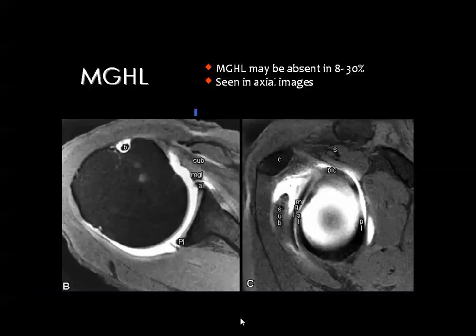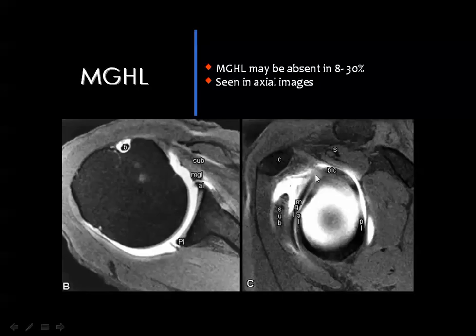The middle glenohumeral ligament is seen in the axial images between the subscapularis tendon and the anterior labrum, and this is the middle glenohumeral ligament. In the sagittal view, you can see the whole or the three ligaments whenever you have injected contrast media inside the joint. Then this is the posterior labrum and this is the anterior labrum, and this is the subscapularis muscle. You remember that the middle glenohumeral ligament lies between the subscapularis and the anterior labrum. This is the anterior labrum and this is the subscapularis. Then you can see the whole course of the middle glenohumeral ligament.